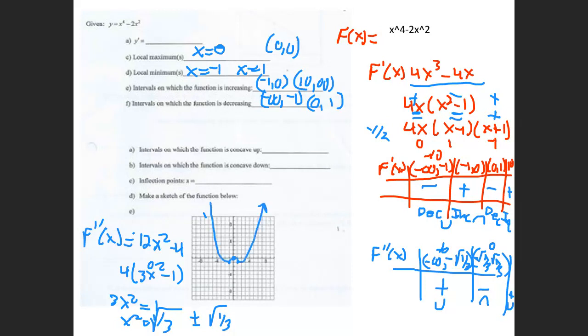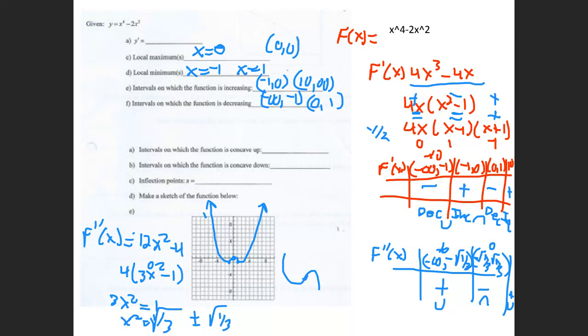And if I took a look at the concavity, from -infinity to the square root of 1/3, concave up. And then it's going to be concave down. And that concavity changes at the square root of 1/3. Because you can see, if we zoomed in, this function is going like this, but then it's going to come back up here. So it changes from concave up to concave down.